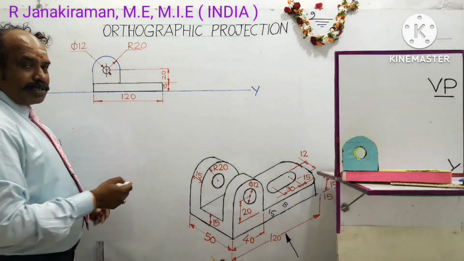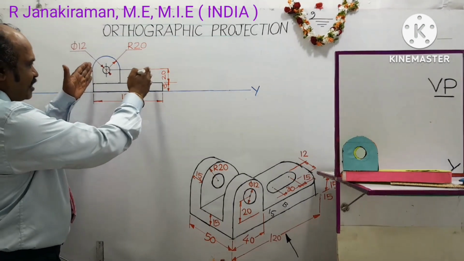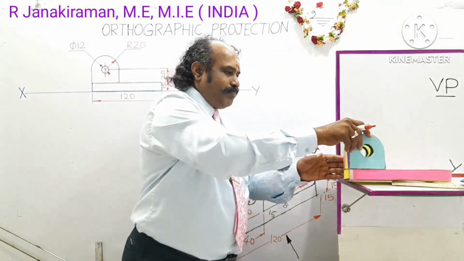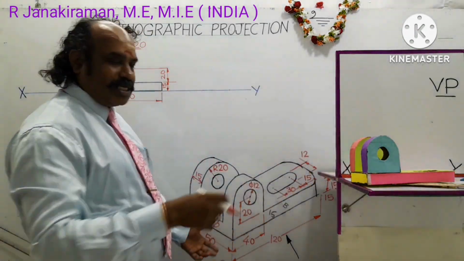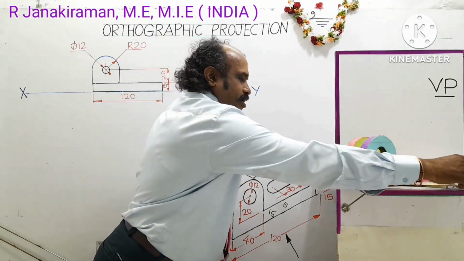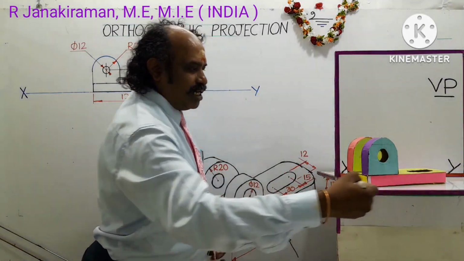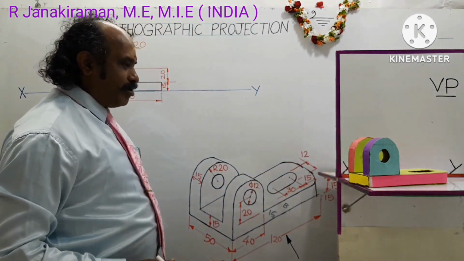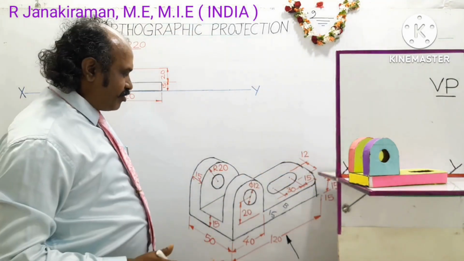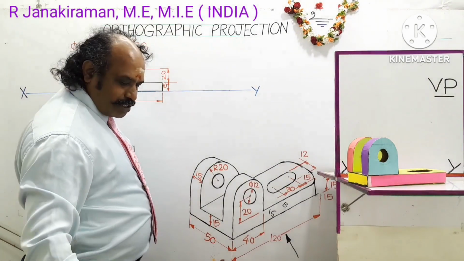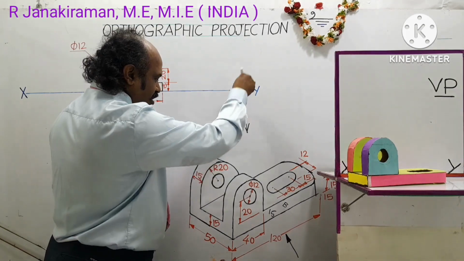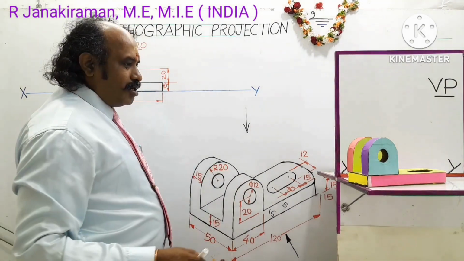Now I am going to draw the top view exactly below the front view. Usually the object will be placed like this, showing the length, breadth and height of the object. So now I am going to draw the top view or plan. The observer goes to the top of the object. Looking from the top, the view obtained is called the top view.